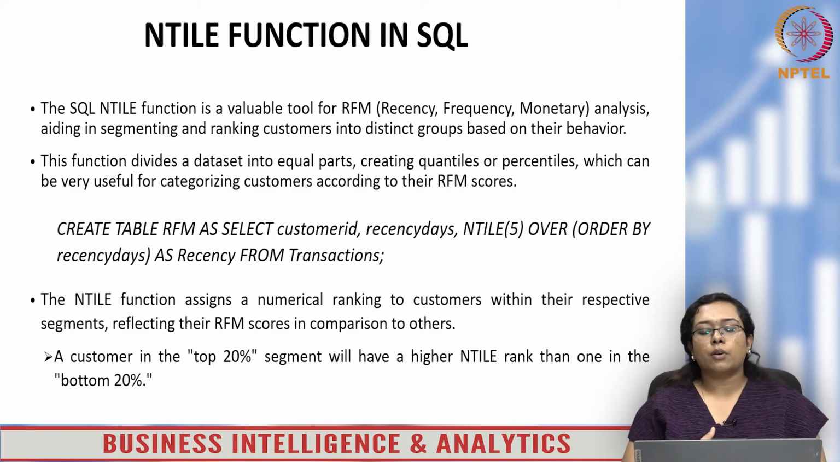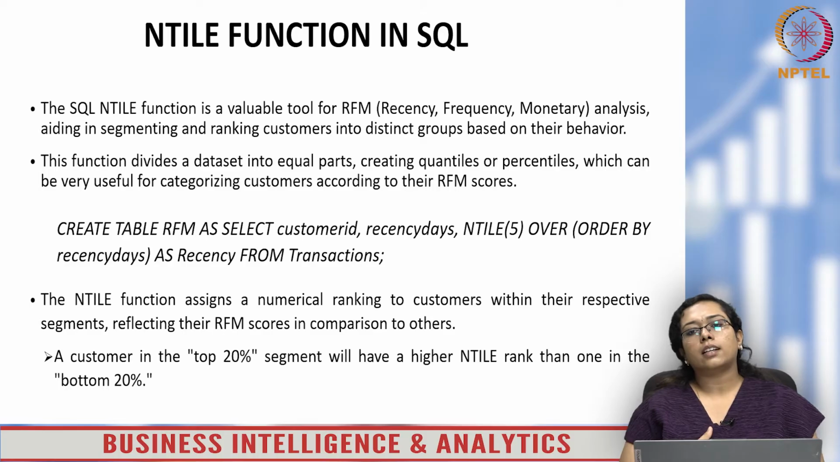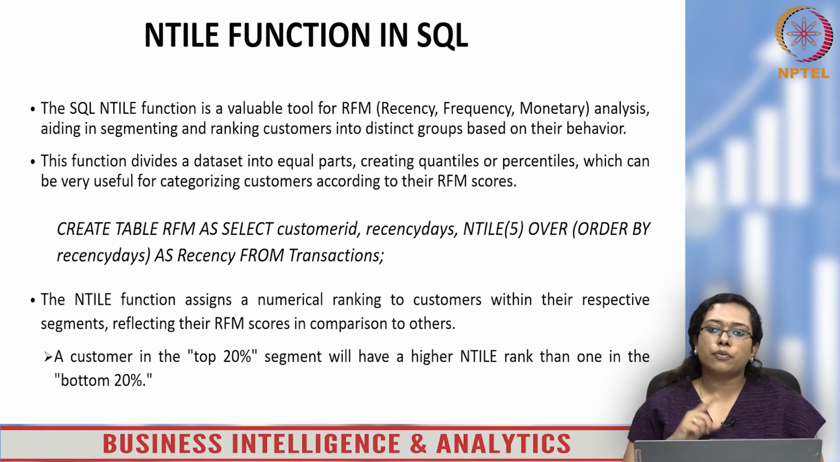So how are we getting that? By grouping the entire recency days value into 5 buckets, and whichever bucket it falls into, say the first bucket, it is given the recency as 1. If it is falling in the third bucket, then the recency value will be 3, and similarly. So it will have a recency value only from 1 to 5: 1, 2, 3, 4 and 5. A similar function is there in Excel as well, we will see that.